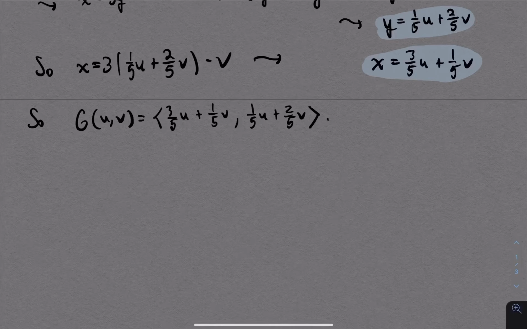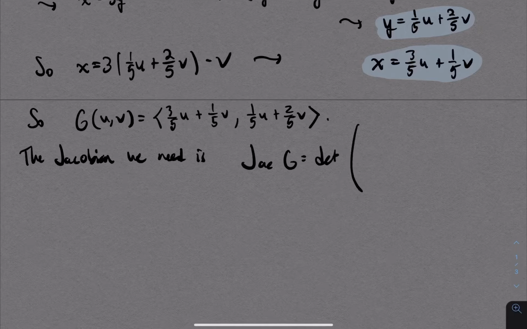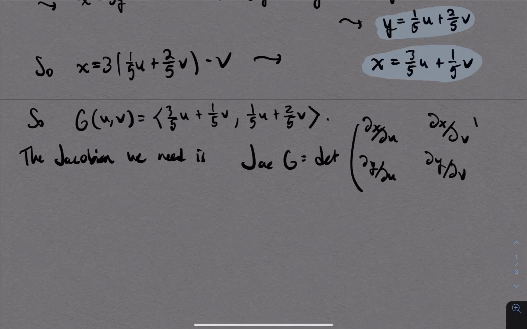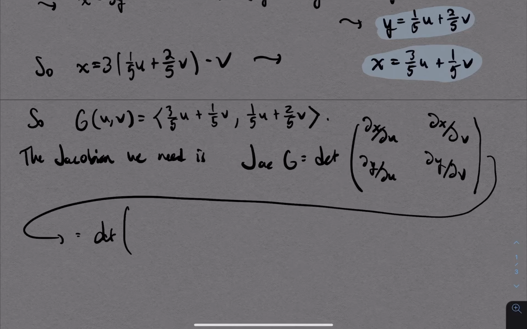Let's compute the Jacobian first. So remember that to compute the Jacobian in this case, we want to take the determinant of the matrix, where in the top left corner I have the partial of x with respect to u. Over a spot I compute the partial of x with respect to v, and I do the same thing with y in the second row. These partial derivatives are easy to compute. The partial of x with respect to u is just going to be 3/5. Likewise, the partial with respect to v will be 1/5. Partial of y with respect to u will be 1/5. And then with respect to v, it'll be 2/5.